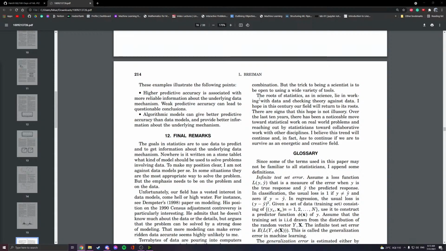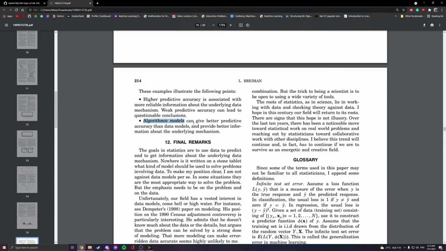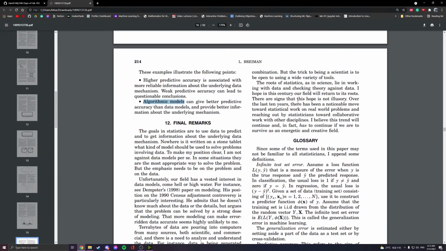And so he finally concludes by saying that the statistics lie in working with data and checking theory data, and not necessarily just trying to simplify the model, keep it at a low dimensionality, and then use it to interpret it easily. Regardless of what the algorithm might be, whether it might be an algorithmic model or a data model, the important part is to figure out how it's able to represent that data and how it's able to map it to the real world. And over the past few years, statistical work has evolved to real world problems, and he believes that trend will continue, which is great.